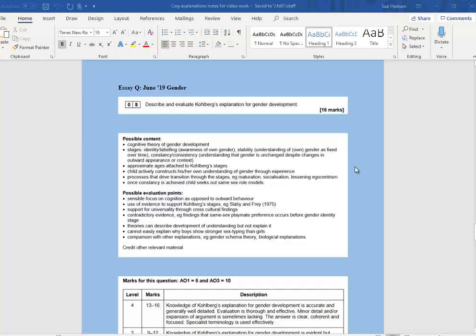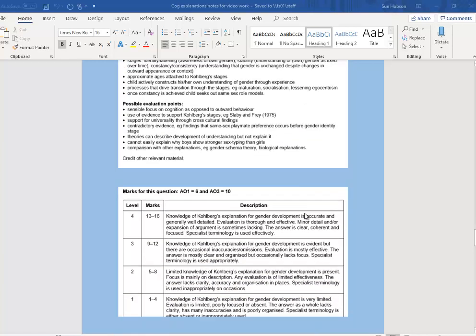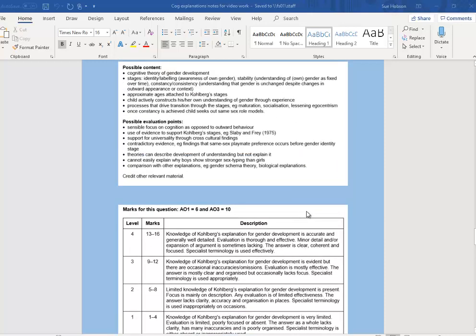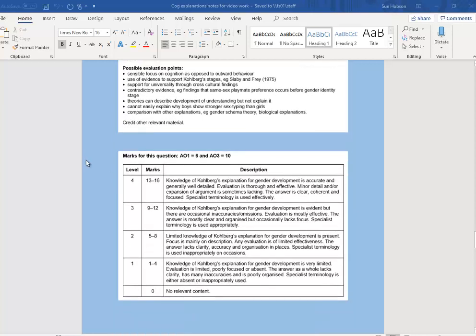And just so you know, in June 19, we had this actual question in paper 3: Describe and evaluate Kohlberg's explanation for 16 marks. Here's a summary of what they were expecting students to refer to. We've also got the levels here for you to have a look at. So pause the screen, have a look at any of that. And then go on to gender schema theory.